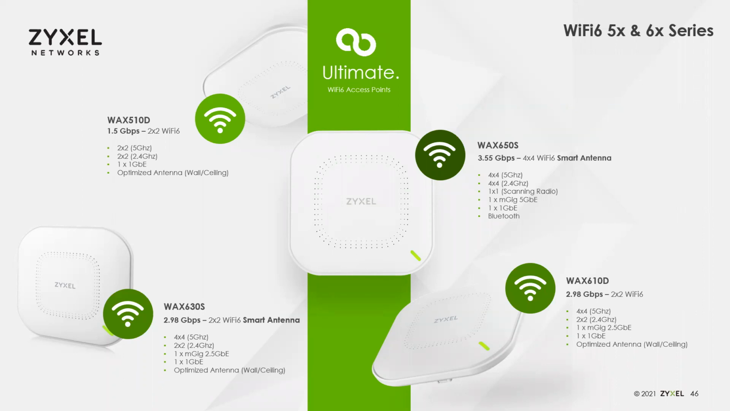And then we've got our flagship model here, the WAX 650S. So it's our fastest AP, 4 spatial streams for both the 2.4 and the 5 gigahertz radio. It's got a third dedicated scanning radio for DFS or using it for rogue AP detection. It's got a 5 gig Ethernet uplink port on it, and it's got Bluetooth built into it for Bluetooth Low Energy.